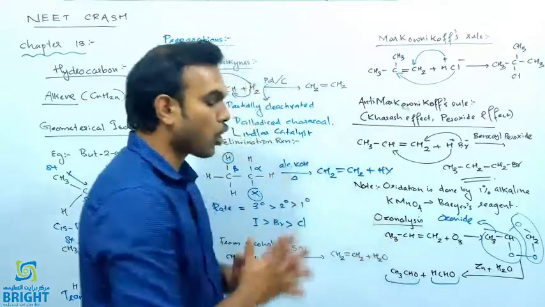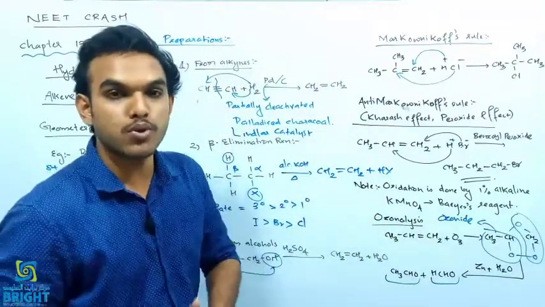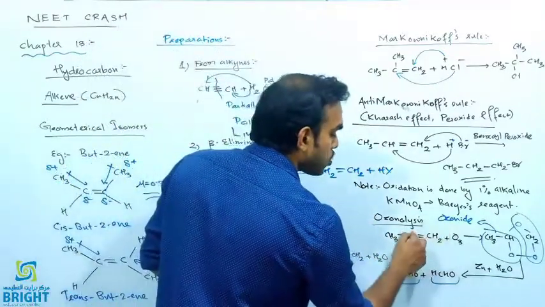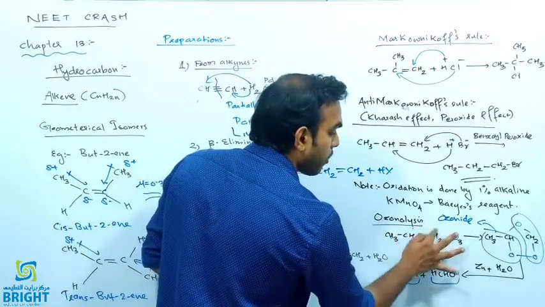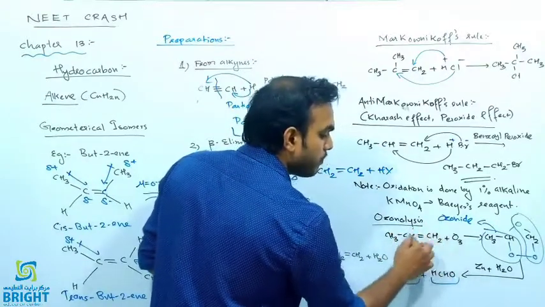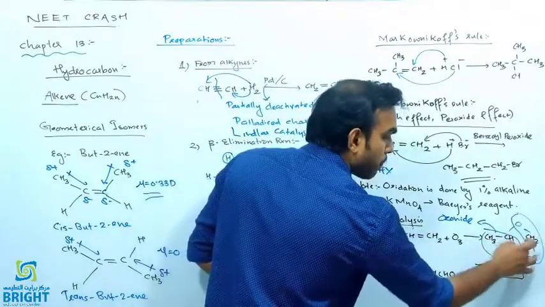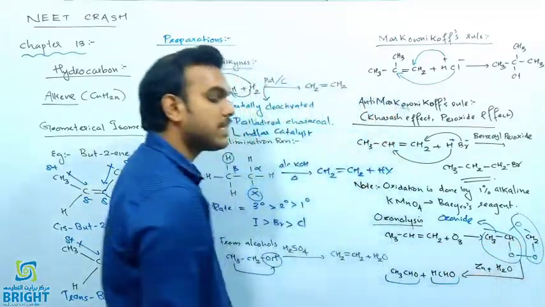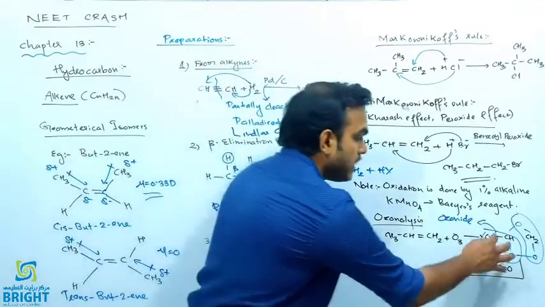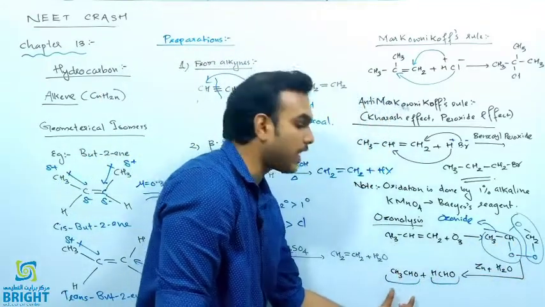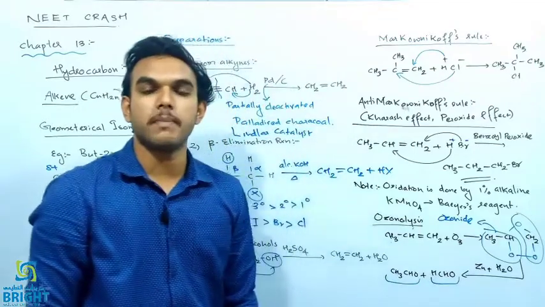Then we discussed ozonolysis, that is reaction with ozone. When a double bond reacts with ozone, the double bond is removed, forming three oxygens in place of this double bond. It is known as ozonide, that is propene ozonide. It further reacts with zinc and H2O. It will become CH3CHO, that is ethanal, and HCHO, that is known as methanal.